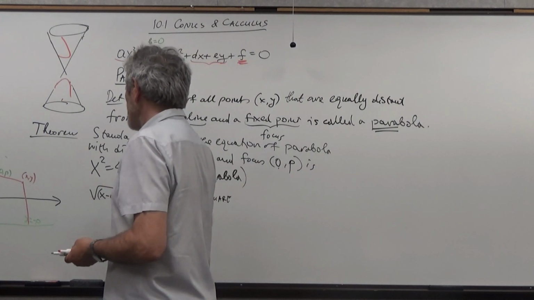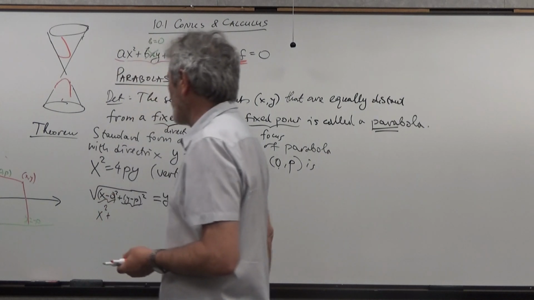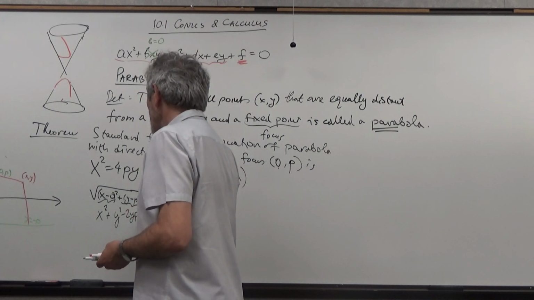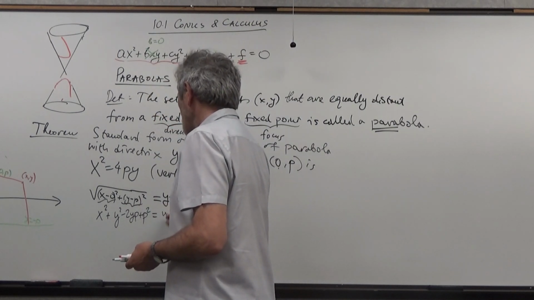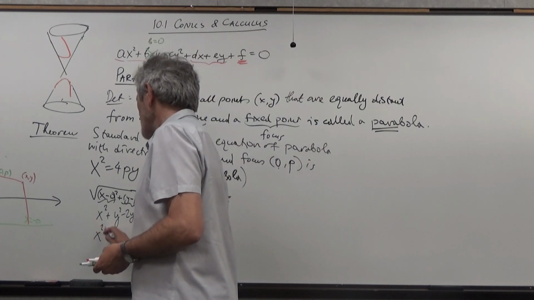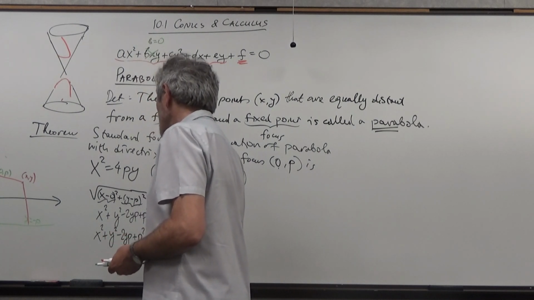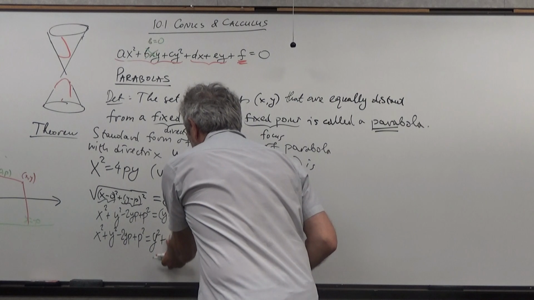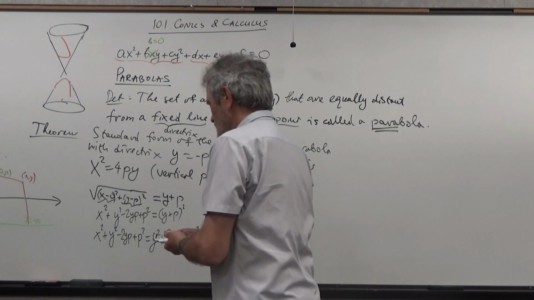So the square root disappears after squaring, so we'll get x squared, plus y squared minus 2yp plus p squared, executing this foiling. Equals, when you square this one more carefully, y plus p squared. We get x squared plus y squared minus 2yp plus p squared equals y squared plus 2yp, no product, and plus p squared. And then what happens?